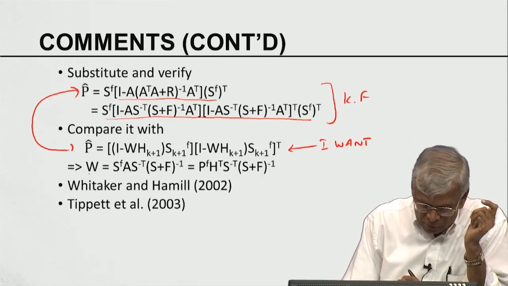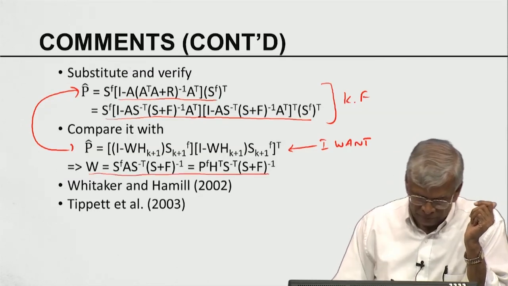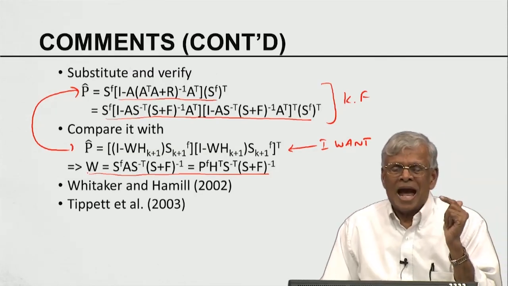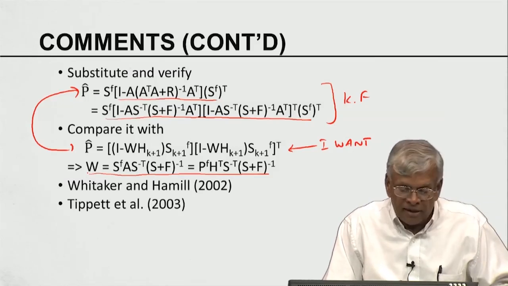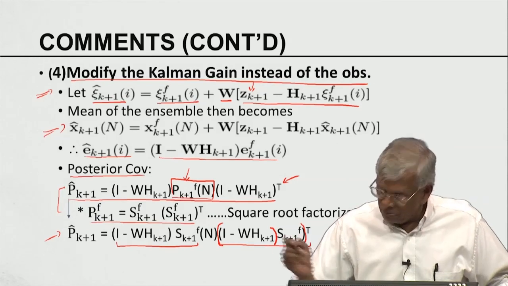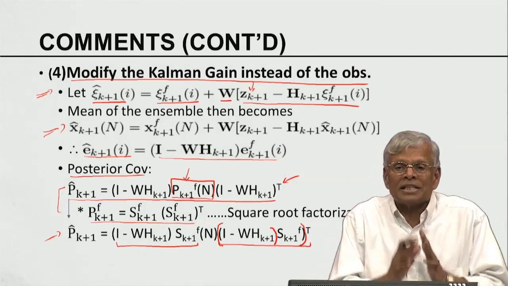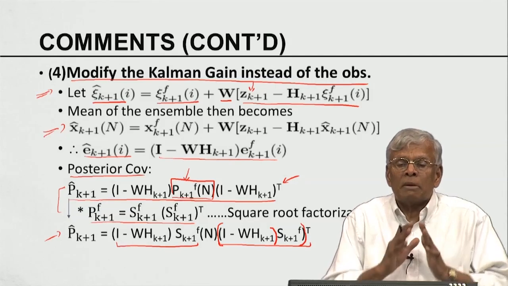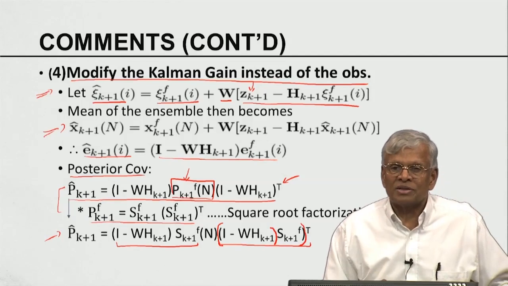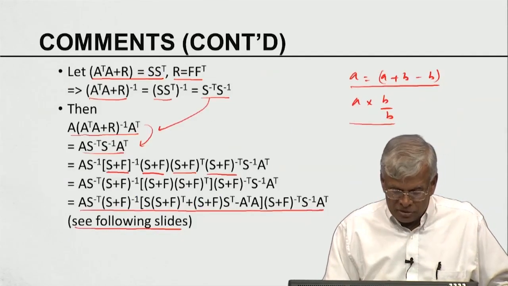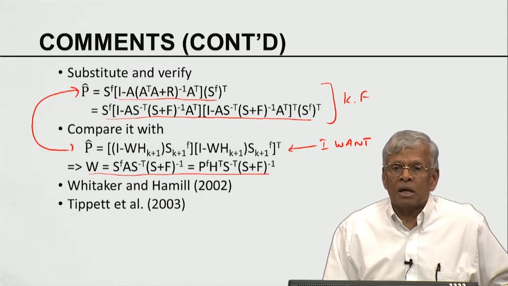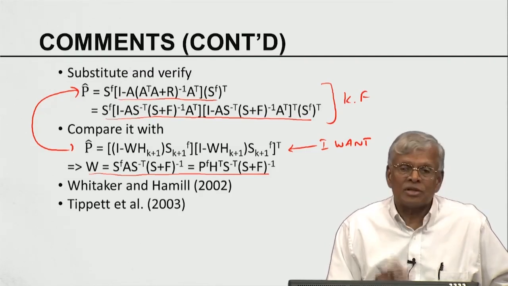So that gave rise to an expression for W, which is given by this. Therefore, if you use this W as a new Kalman gain in our analysis step, let me go back. In our analysis step on page 17, I will get the same result as Kalman, but without having to worry about the virtual observations. So this corresponds to the deterministic approach to ensemble based ideas, ensemble filters.